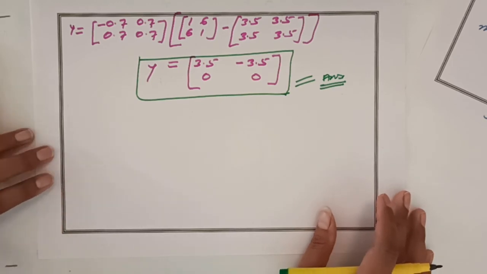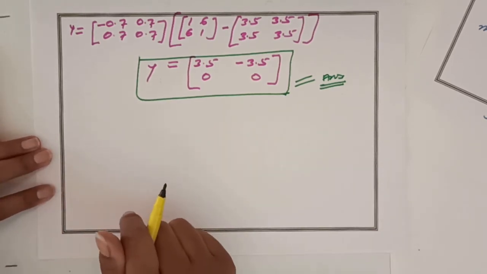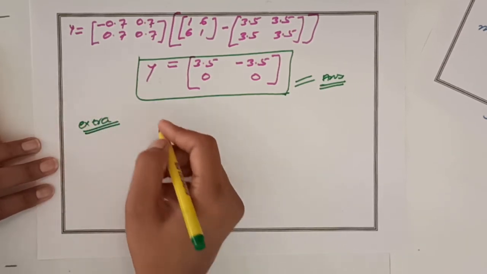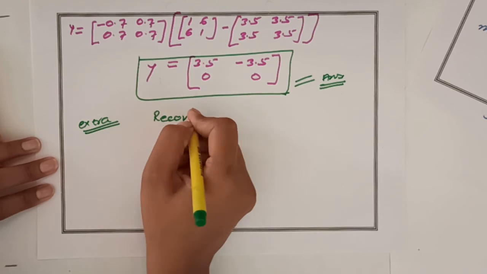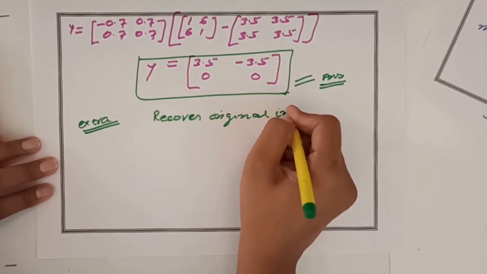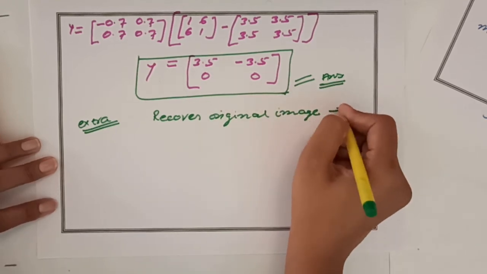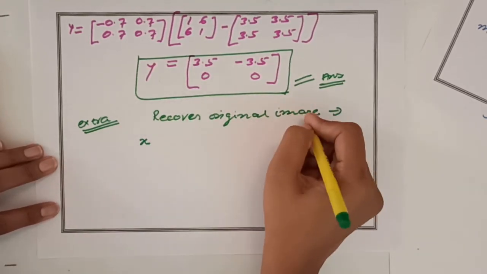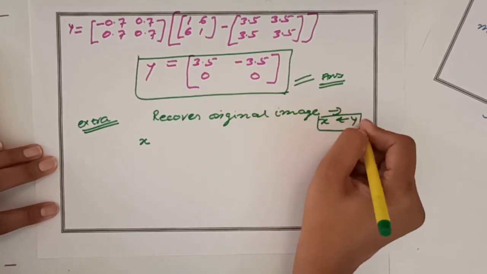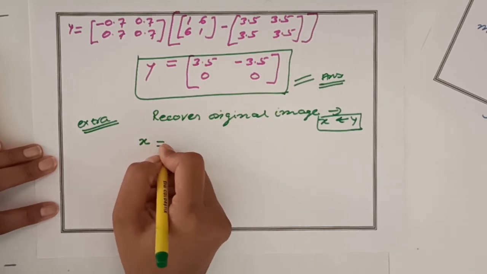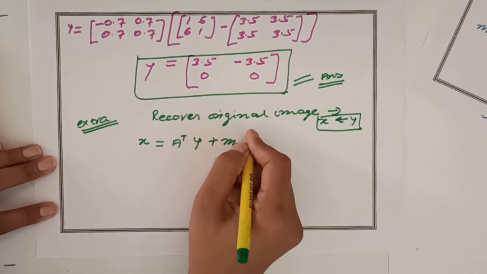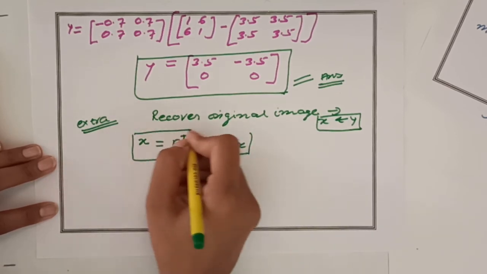But in case you have to recover the original image, how to recover it? Recovering means x from y. This is what the inverse one. So x can be calculated as A transpose into y plus mx.